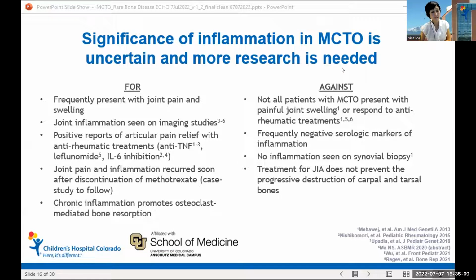In the case against inflammation for MCTO, it's important to acknowledge that not all patients with MCTO will present with painful joint swelling or respond to anti-rheumatic treatments. When serological markers of inflammation are evaluated, very frequently they are normal or negative. A patient had undergone synovial biopsy and no inflammation was seen in that patient. And finally, but importantly, treatment for JIA with these anti-rheumatic treatments does not prevent the eventual progressive destruction of the carpal and tarsal bones.